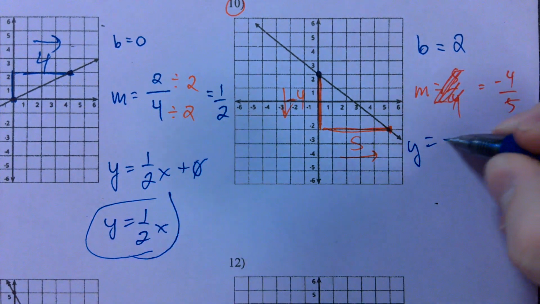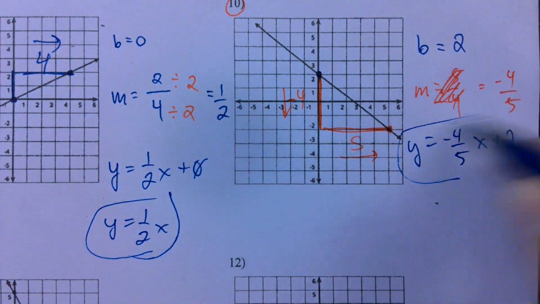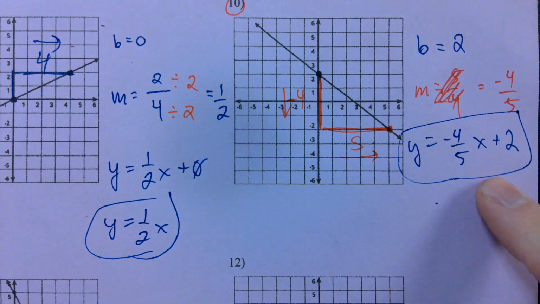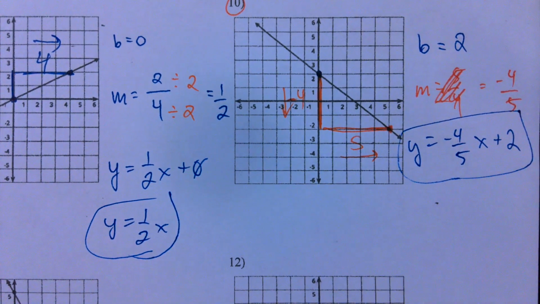Okay, that makes more sense. That sounds about right to me. Is that what you guys got? Negative 4 over 5x? Emerson saying yeah. Angelina saying yeah. Okay. Beautiful.